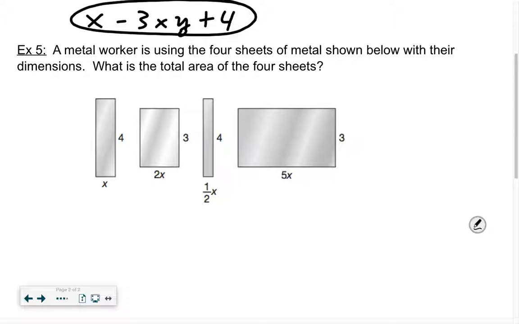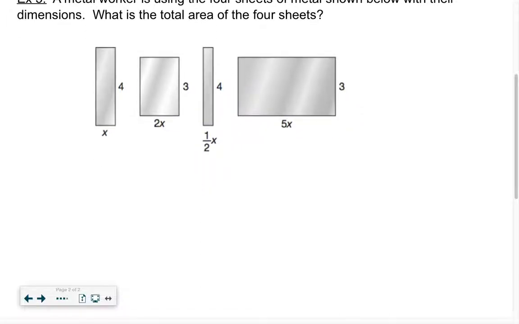Example number 5. It's just a different way of looking at a problem when we have the variables with it. A metal worker is using the 4 sheets of metal shown below with their dimensions. They're asking what is the total area of the 4 sheets. Okay, let's start with this first one. It looks like it's an x by 4. What would its area be? Yeah, we're not for sure what the exact amount is, but as soon as they figure out what x is going to be, we'll simply take 4 times x.